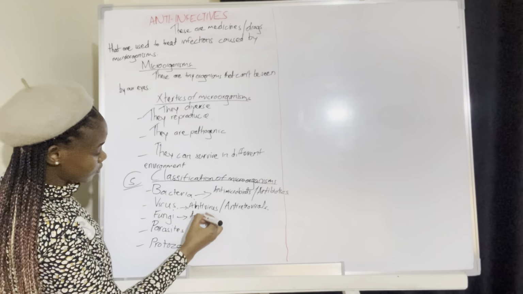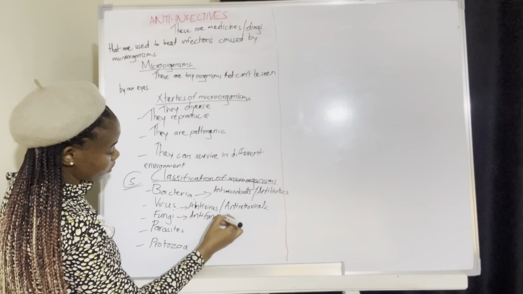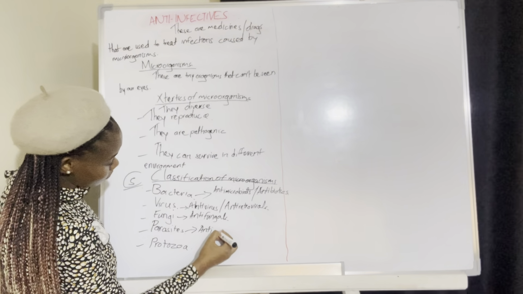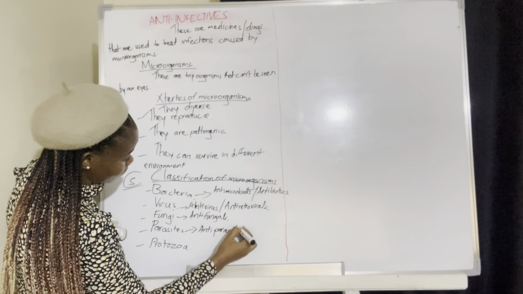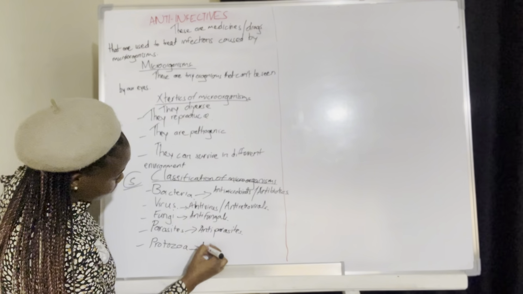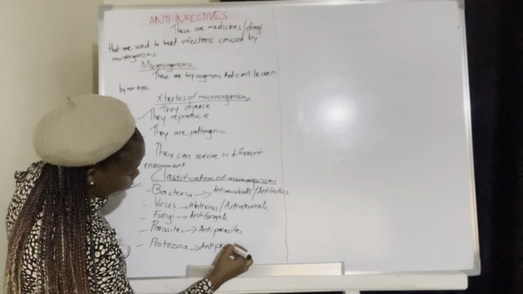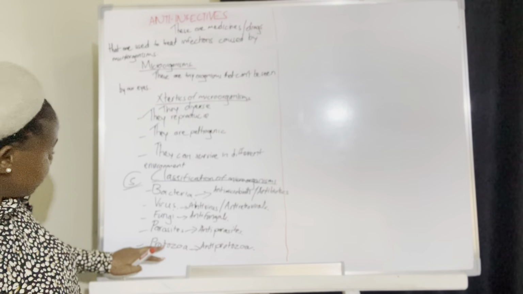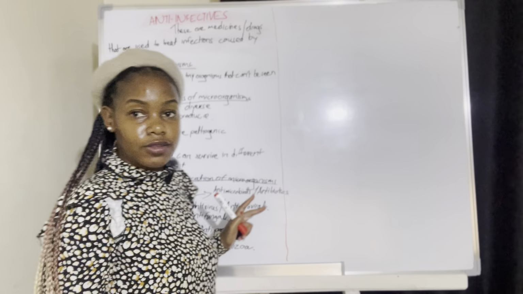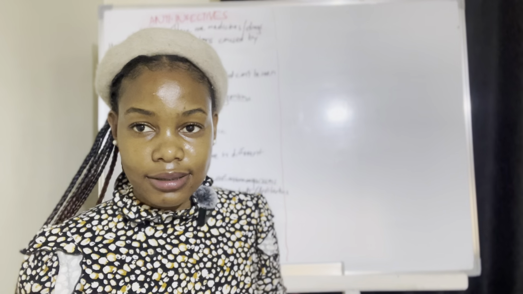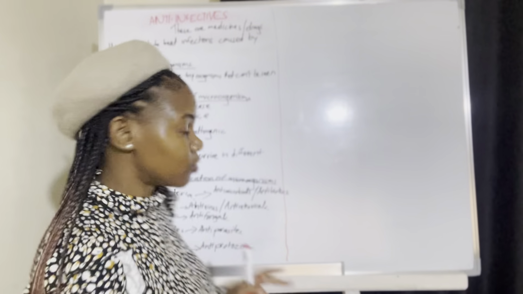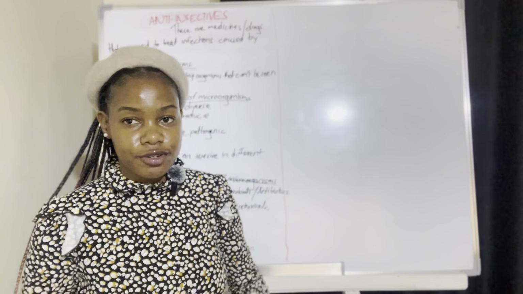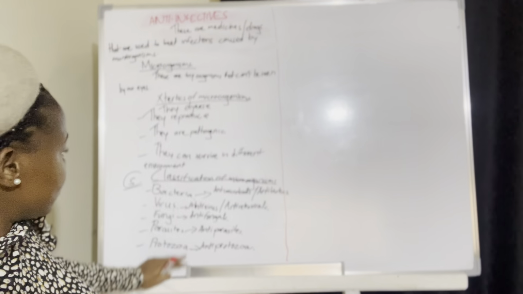Then we also have the antifungals. Fungi are treated by antifungals. Parasites are treated by antiparasitics. Protozoa are treated by antiprotozoals. For each of these five classes, we are going to look at each class step by step. From bacteria, viruses, fungi, parasites, to protozoa, we shall look at the mechanism of action, the drugs and everything. So that is the classification.